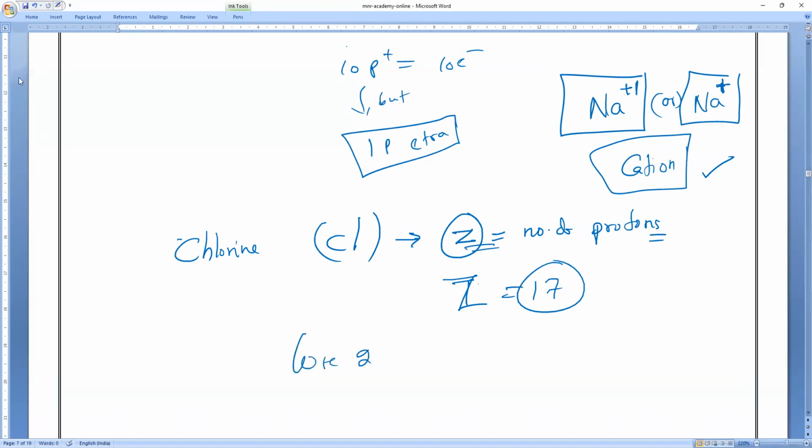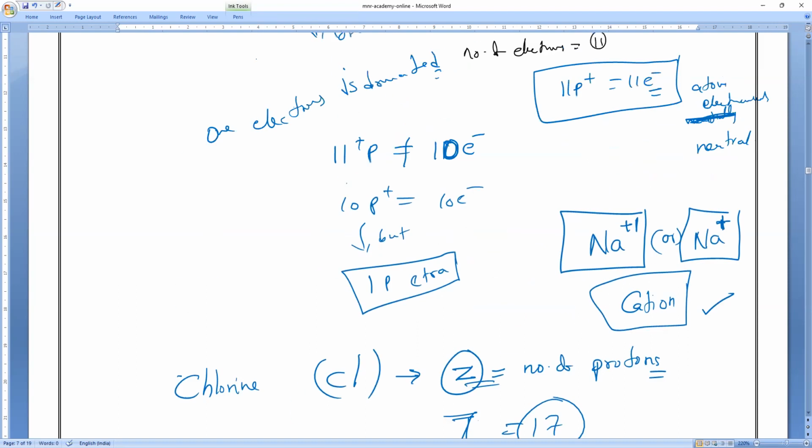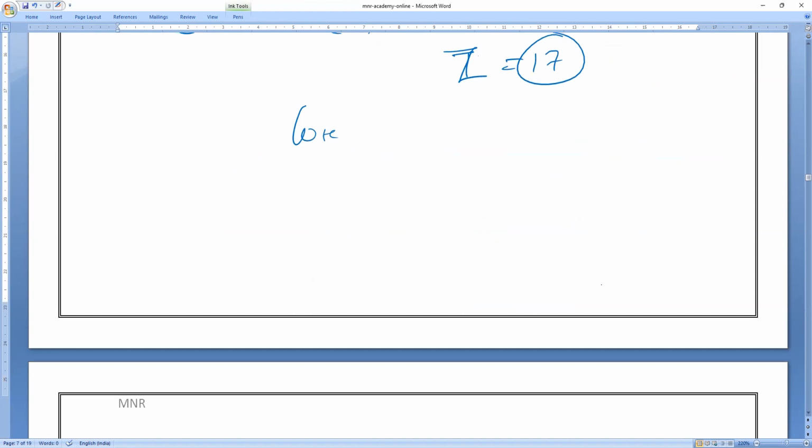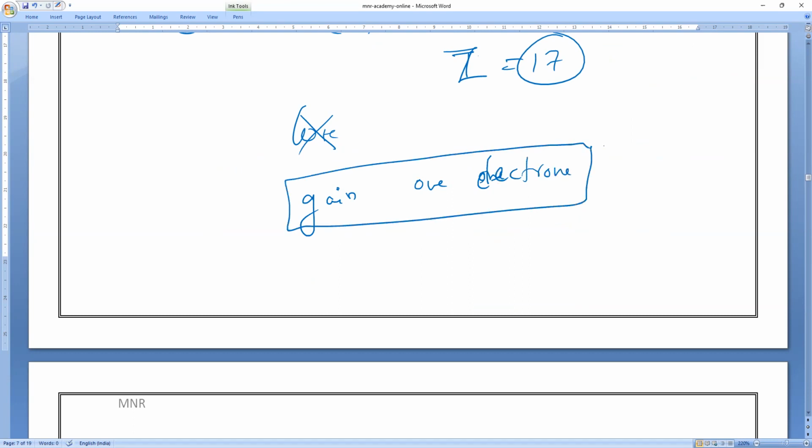It won't lose; it needs 1 electron to become stable in nature. It needs how many electrons? 1 electron. In later classes I will explain how sodium loses 1 electron and chlorine gains 1 electron, based upon the concept called valency, which we will discuss in the coming classes. So chlorine will gain 1 electron, everybody. Do you understand? Please respond.